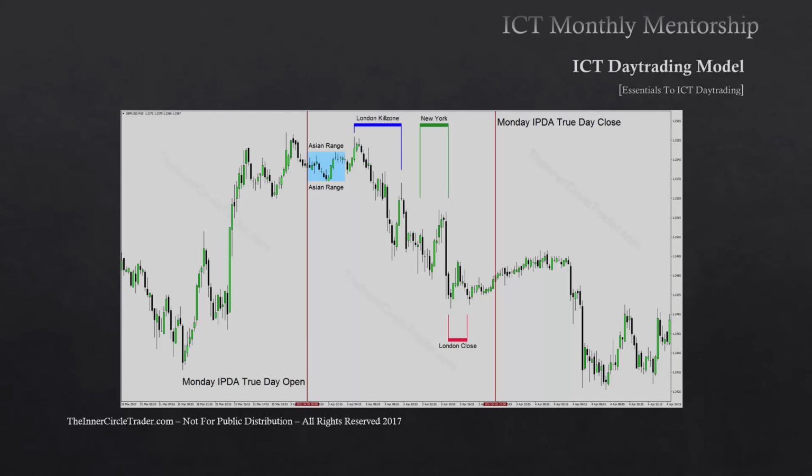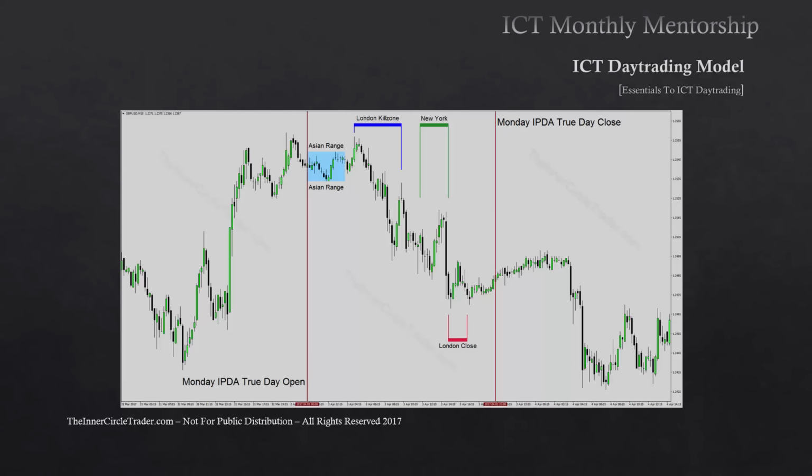Not only are we blending elements of IPTA data ranges and PD array matrix, we're looking at institutional order flow, but now we have an element of time that gets so precise, it's hard to deny that anyone looking at this chart can see there's an algorithmic pattern and it's related to time.